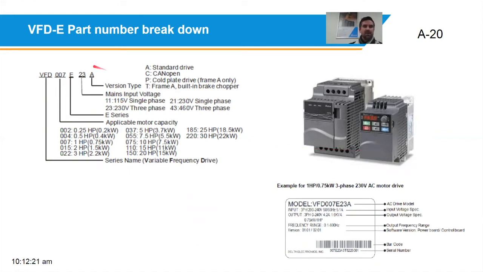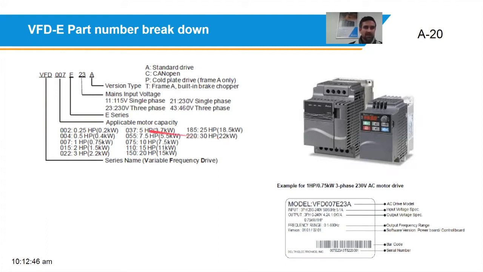So in the E drive, the VFD is obviously the prefix that's used for variable frequency drive. Then it's followed by the kilowatt of the drive. 007, excuse me, would mean 0.75 kilowatt. 022 would mean 2.2 kilowatt, and 220 would mean 22 kilowatt.